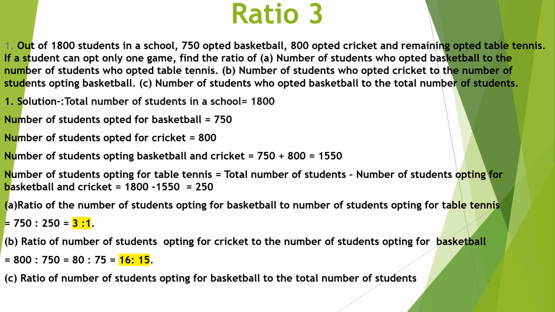Now, ratio of the number of students opting for basketball to the total number of students will be 750 is to 1,800, which on simplification becomes 5 is to 12.